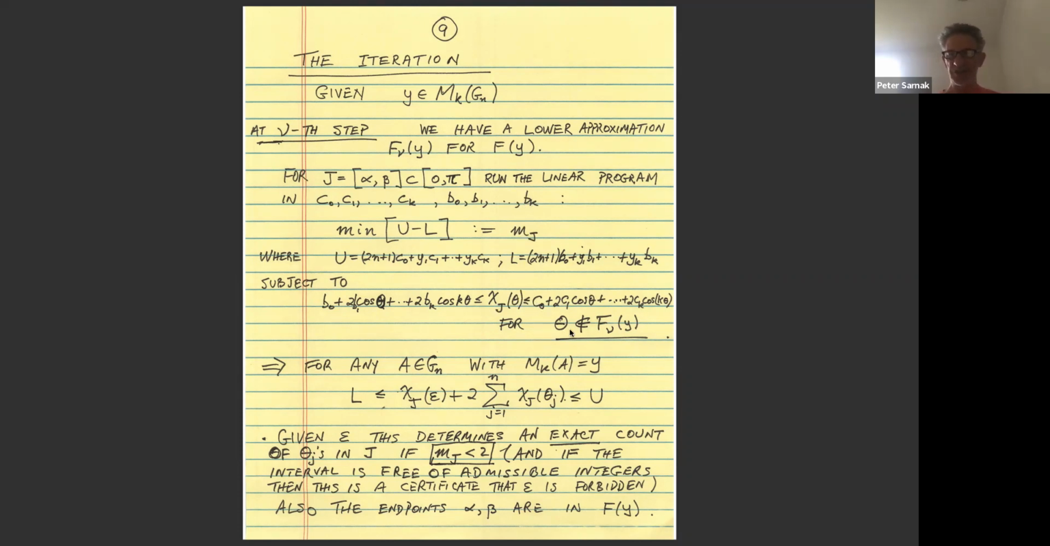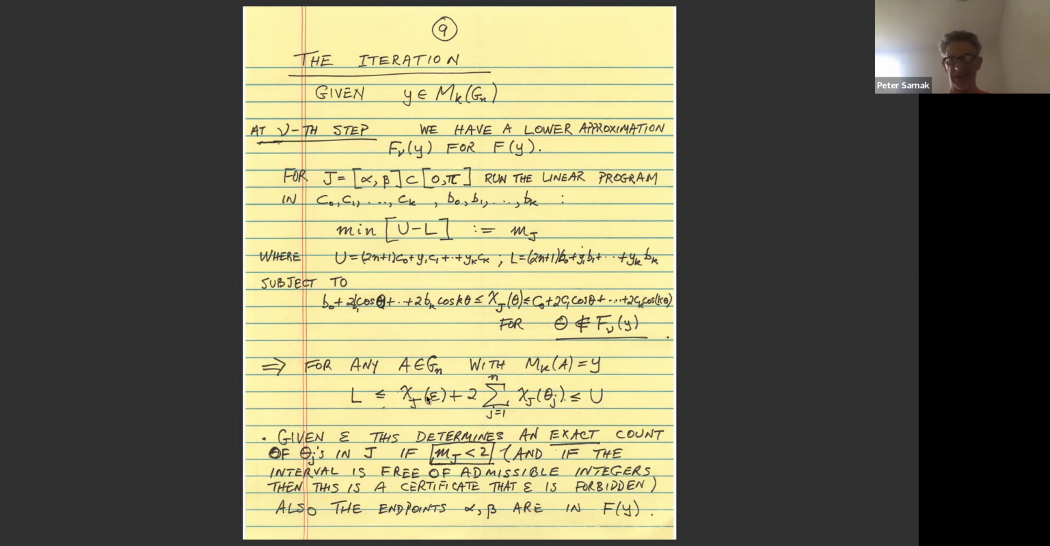And the important thing is I do this for all theta not in the present forbidden set. So once I'm in the forbidden set, I know there's no eigenvalue there. And so I can for free ignore those points. So to begin with, this will be the empty set. And I run this linear program. And when I'm finished running the linear program, if this minimum is less than 2, then I can make a tremendous deduction. This is the two hyperplanes that I'm learning something very interesting about. And that's because the U and the L dominate from above and below this count.